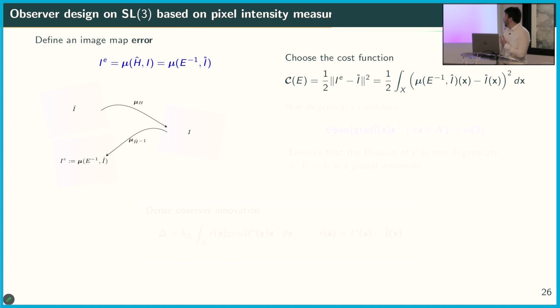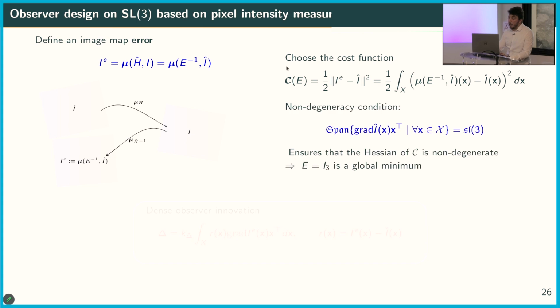The problem is, are we sure that this cost is non-degenerate? Meaning that when this E here is equal to the identity, is this really a global minimum for this cost? So we actually derive a condition for that. If this condition is satisfied, which means that the Hessian of this cost is non-degenerate, then we know that the identity is a global minimum. So we have a proof of this.